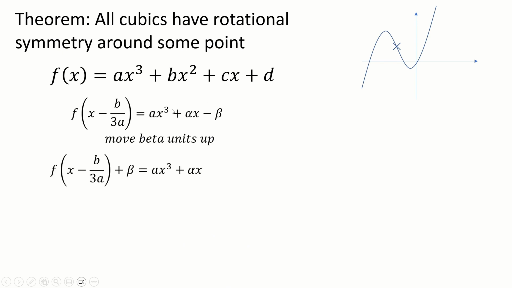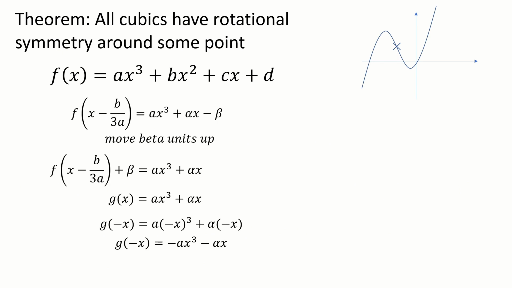Anyway, for now, we were focusing on moving it to the right and then moving it up b units. You end up with this function here. But this function here is kind of interesting because if you put in minus x, you end up just with the same function but negative.